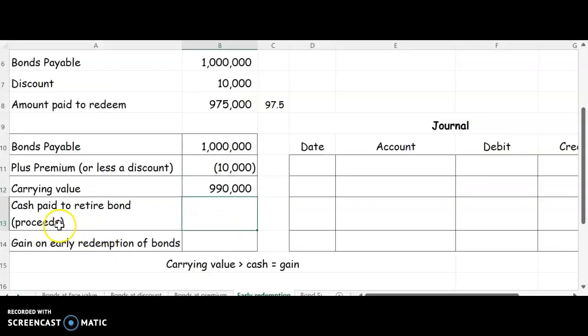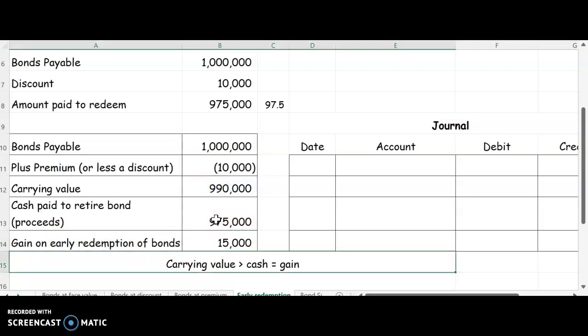And then we calculated our cash paid to retire the bonds. That's the 975,000. So we are paying to retire the bonds, we're paying less than the actual carrying value. So if the carrying value is more than the cash, then there's a gain. So we kind of got a deal here because we have a gain because we're paying, the carrying value is actually more than what we're going to have to pay. So this is called a gain on the early redemption of bonds.